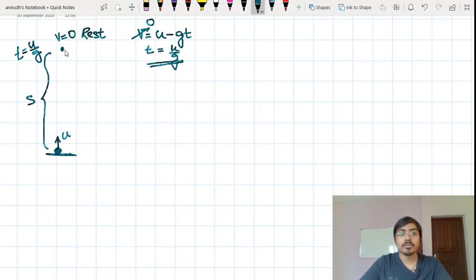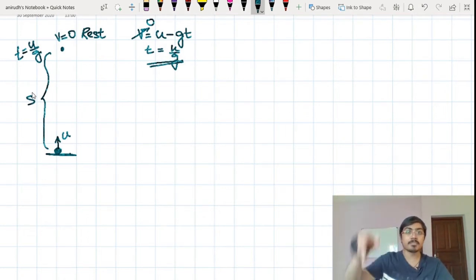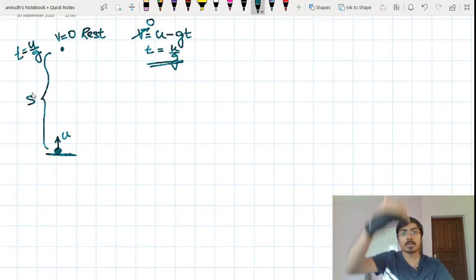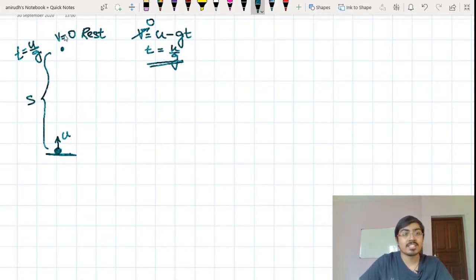Initial velocity is 0, final velocity is u itself, and the time taken to reach down is u by g. It is just rewinding everything, and it covers the same distance s to reach the downward part. What actually happens when it comes down after rest here? Exactly the same thing. Initial velocity is 0, and when it hits the ground the velocity is u in the downward direction. So the upward motion and downward motion are just rewinding of the same thing. They are exactly the same.